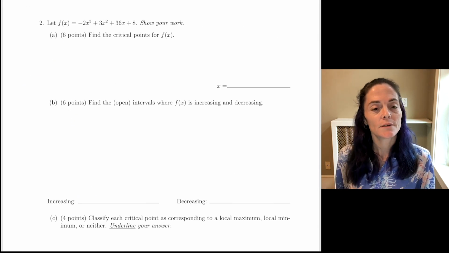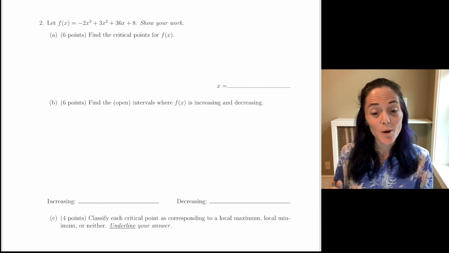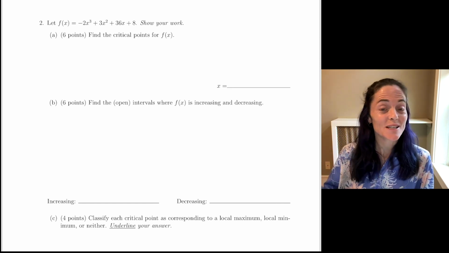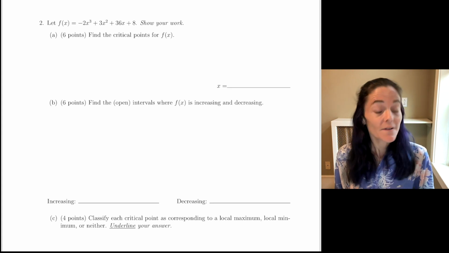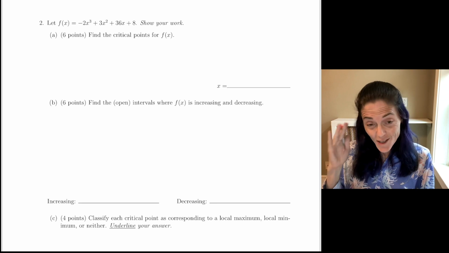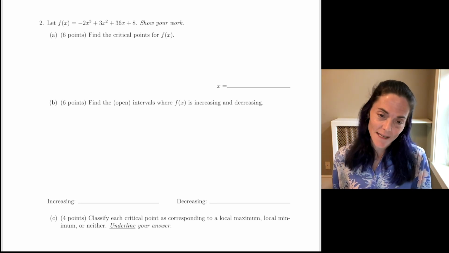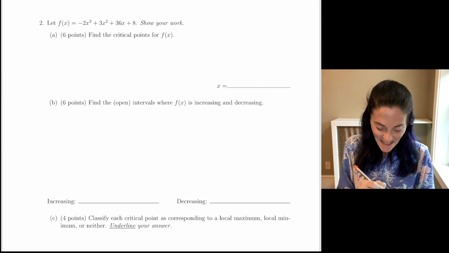Number 2, we are given a degree 3 polynomial. We want to find critical points, intervals of increasing, decreasing, classify critical points. We will also deal with concavity here. So let's get started. To find the critical points of this function, we need to find places in the domain where the first derivative is 0 or does not exist. The domain of this function is minus infinity to infinity.